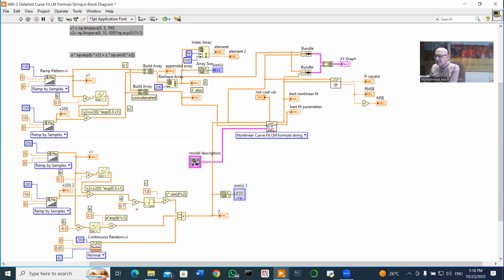Now, this value will be multiplied by the sine of the product d multiplied by x2. D here is given 0.7 as it is in Python. We multiplied the output by 0.7 and we have taken its sine output here, and the output of the sine will be multiplied by the coefficient C, which is 1.8. So now we have the second component.